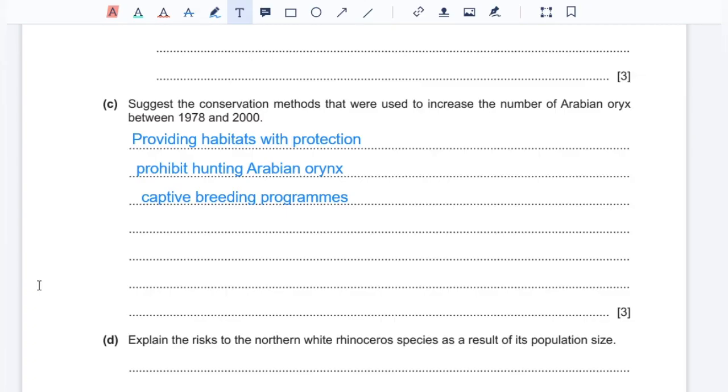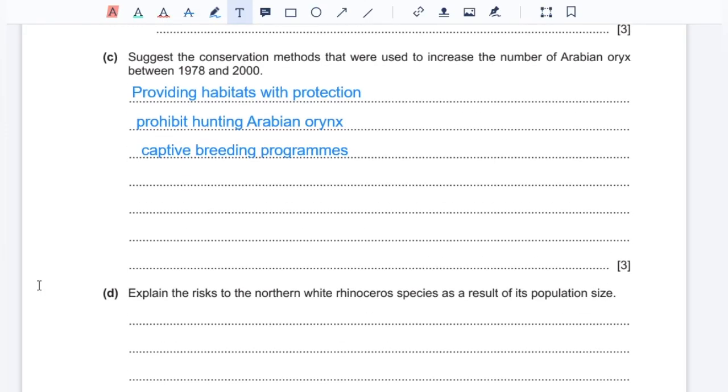Explain the risks to the northern white rhinoceros species as a result of its population size. So as the population size is very small, it might face inbreeding and reduce genetic diversity as closely related individuals mate repeatedly, and the rhinoceros will be less likely to survive and adapt to changes in environmental conditions, and as a result of this, their numbers will decrease further and they might become extinct.